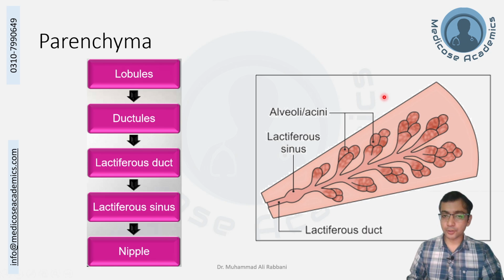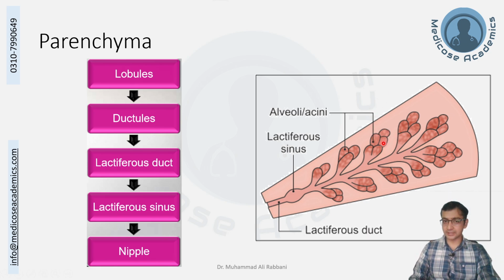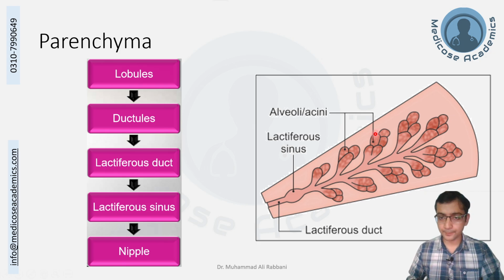Parenchyma is the actual secretory component. It starts from these swellings, these rounded alveoli or acini, which actually produce the milk or secretion, and it goes through the ductules, which join together to form larger and larger ducts, and these ducts ultimately join together to form a lactiferous duct. There is a dilatation in the lactiferous duct just before the nipple.